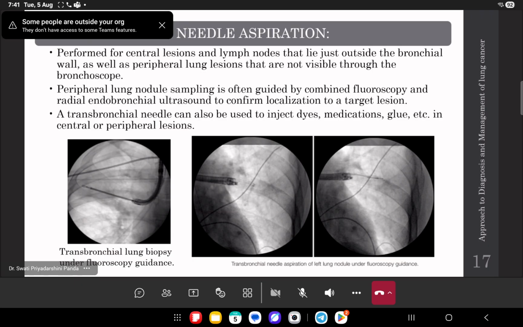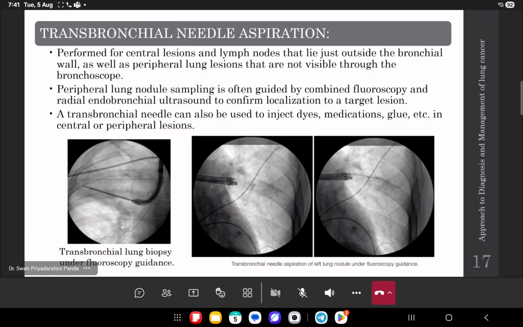Transbronchial needle aspiration is performed for central lesions and lymph nodes that lie just outside of the bronchial valve, as well as peripheral lung lesions that are not visible through the bronchoscope. Peripheral lung nodule sampling is often guided by combined fluoroscopy and radial endobronchial ultrasound to confirm localization to a target lesion. A transbronchial needle can also be used to inject dyes, medications, glue, etc. in central or peripheral lesions.